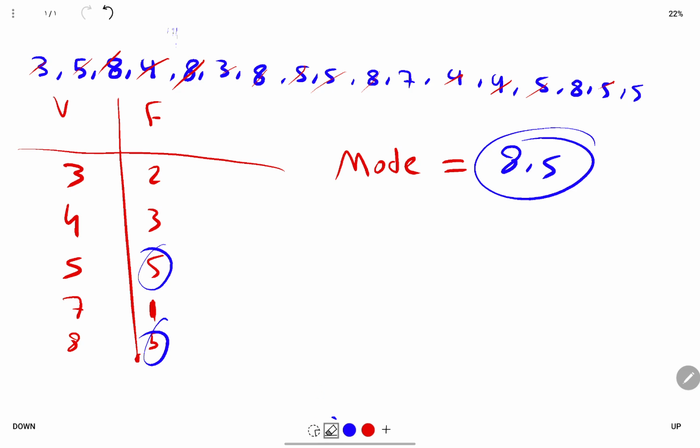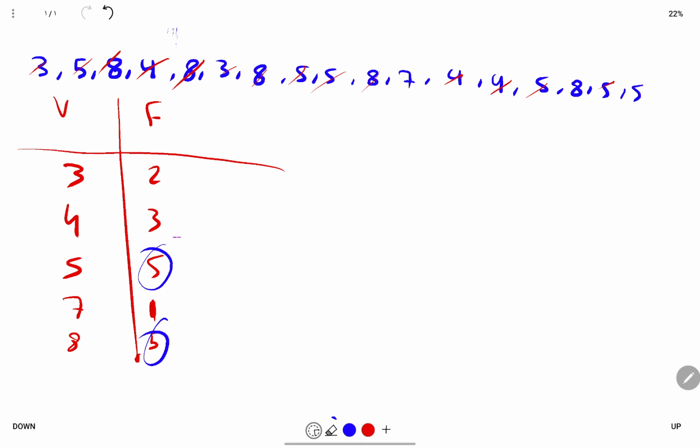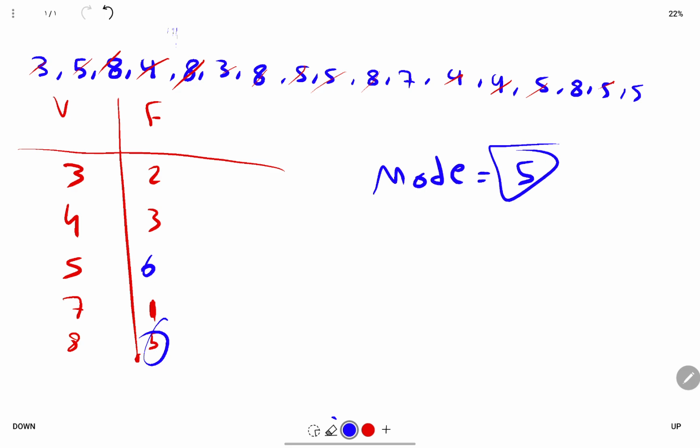So the range is changed and also the mode is changed. So you have 6 5. So the mode is 5, just 5, one mode.